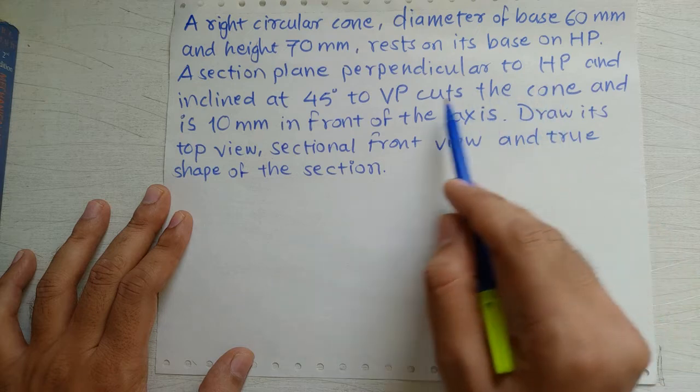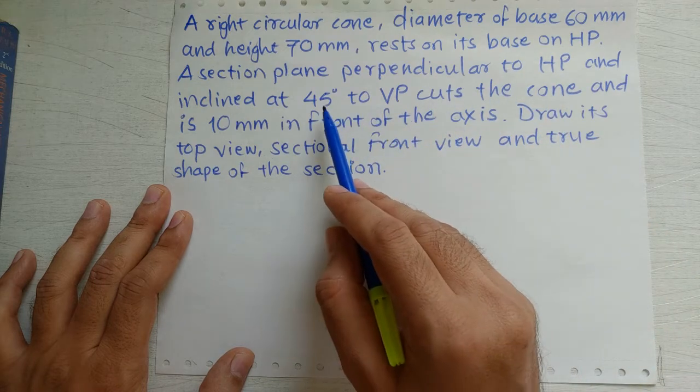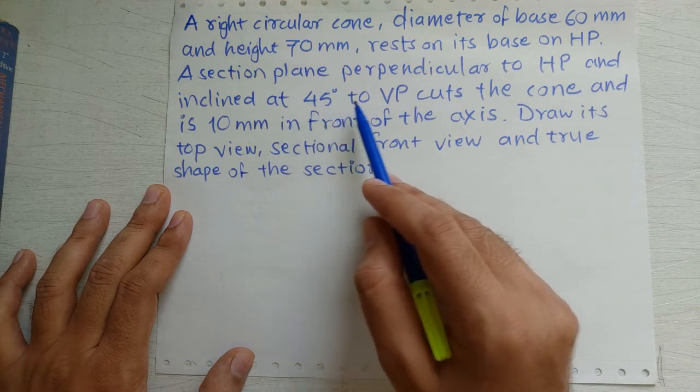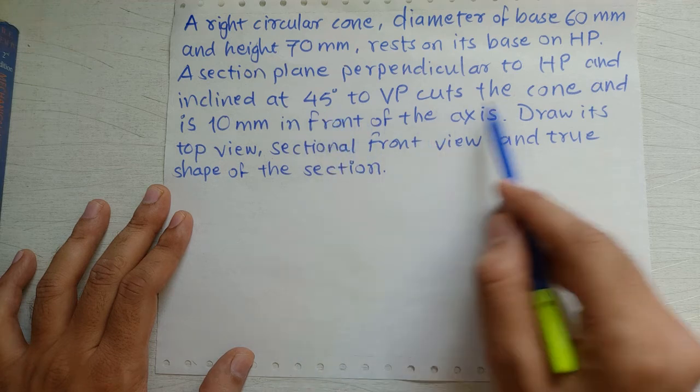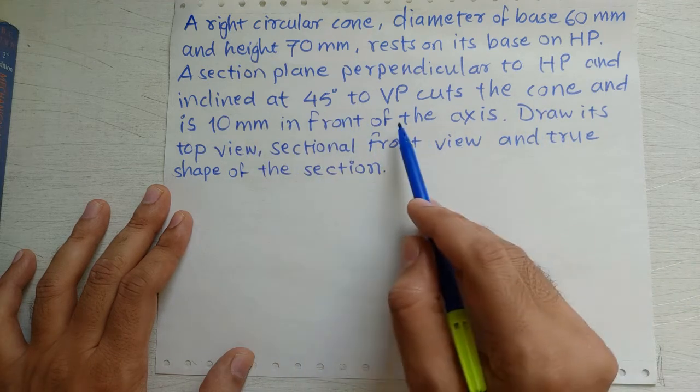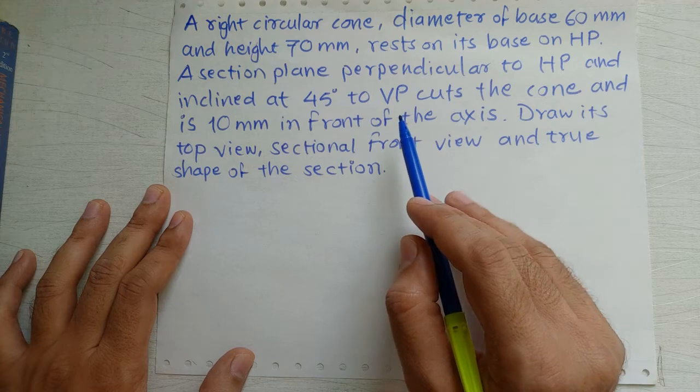That means the section plane is inclined to VP and the section plane is 10 mm in front of the axis, right?